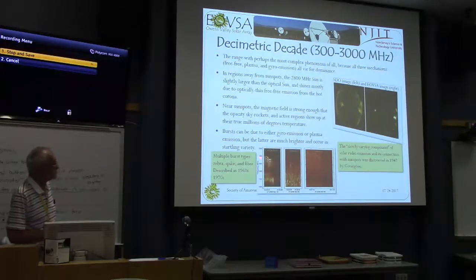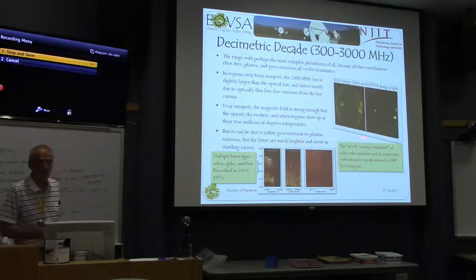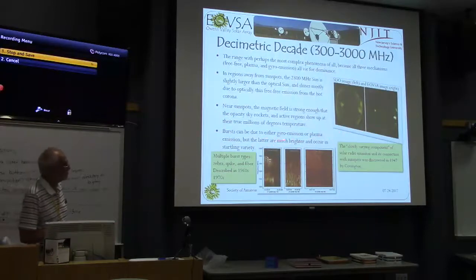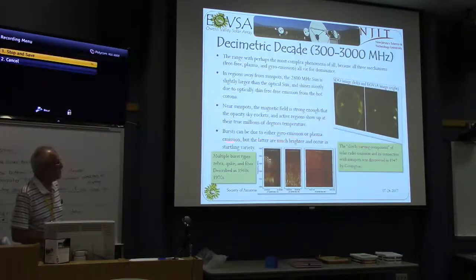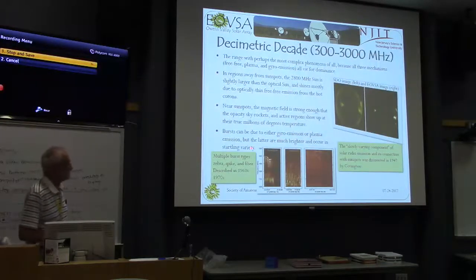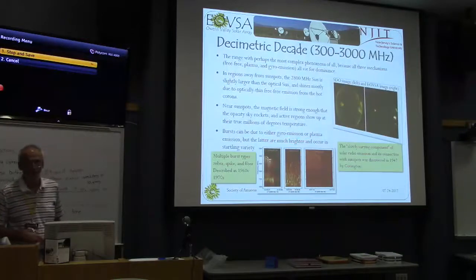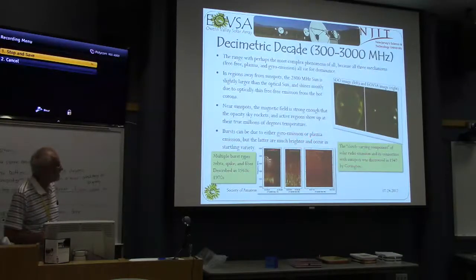The bursts themselves can occur in this range. Can be either gyro emission, which is just the normal solar emission, or it can be plasma emission, this coherent emission from the electrons oscillating. The plasma emission is much brighter, so when that occurs, it's sort of dominating the emission. But it can occur in a startling range of varieties.